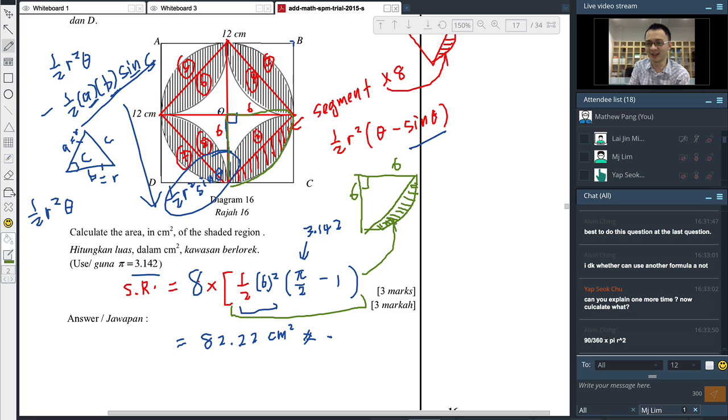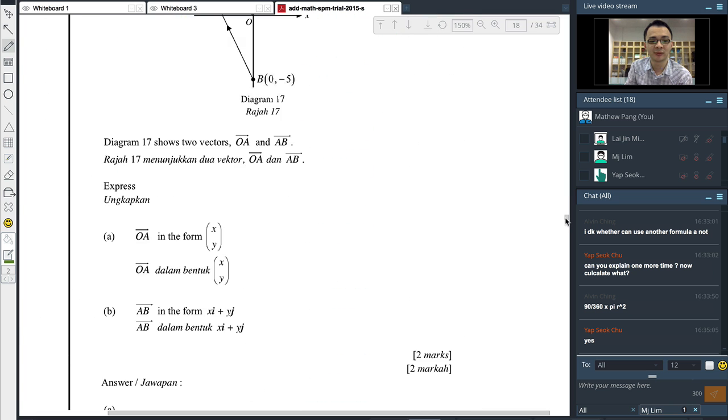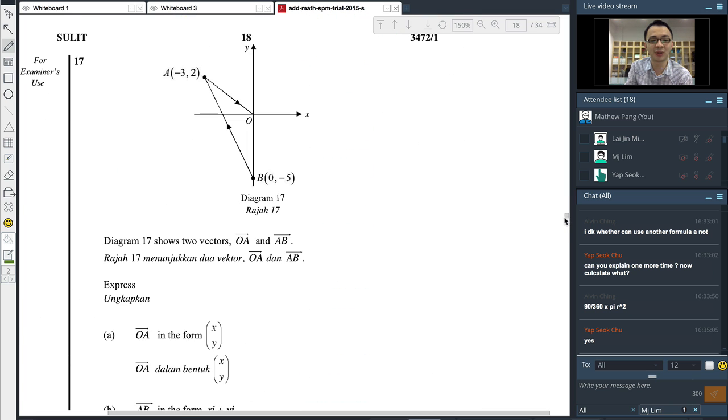So you want to find this segment, it is very easy, right? You use the whole sector minus the triangle. Okay, then you multiply 8. Okay, let me move on. Okay, this one should be okay.